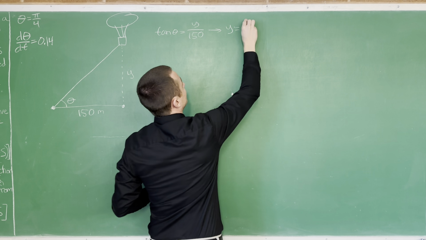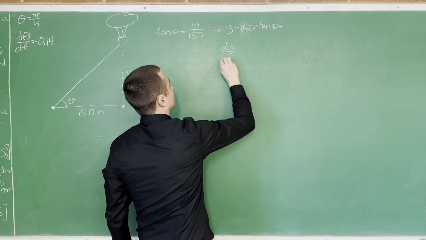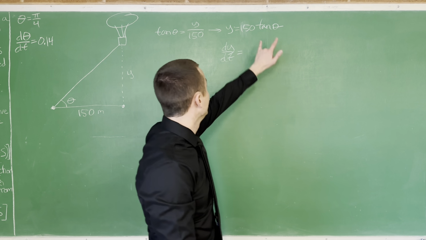How am I going to do that? Take the derivative of both sides. So what is the derivative of y with respect to t? It's dy/dt. Now let's take the derivative of this with respect to t. 150 is still just 150, that's a constant. What's the derivative of tangent of theta? It's secant squared of theta times, chain rule, d theta/dt.